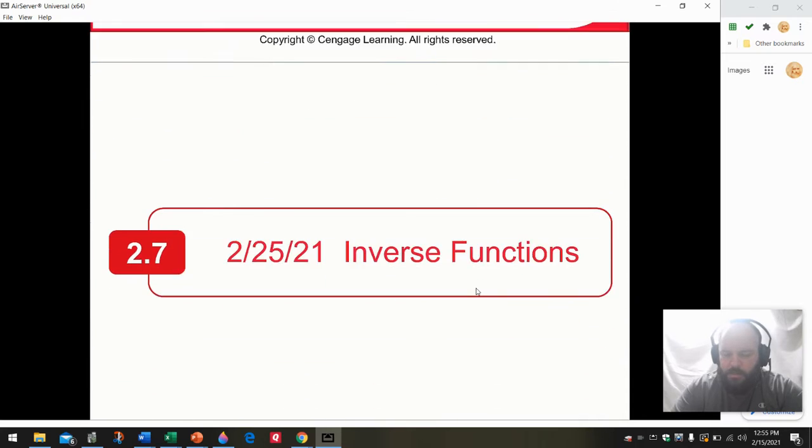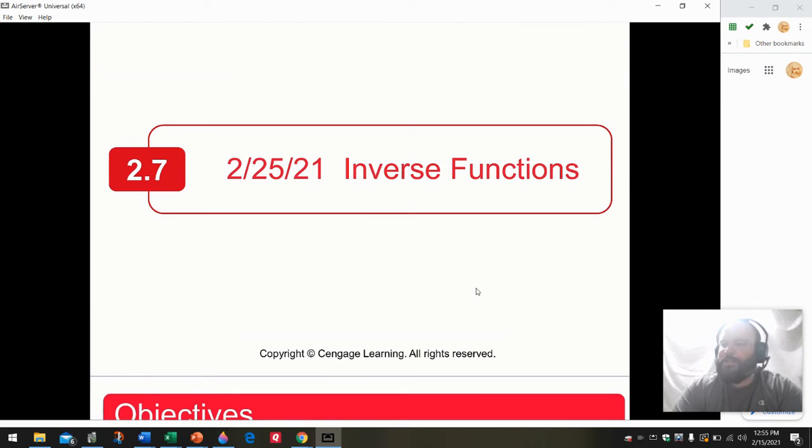We're going to start into Chapter 2, Section 7. Now, this is the same chapter that we've been working in, but it is a new section. And in this section, we're going to talk about a couple things. The first and most important thing is what an inverse function is and how to find them.